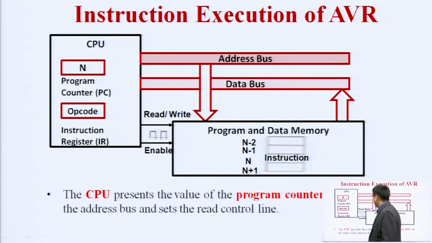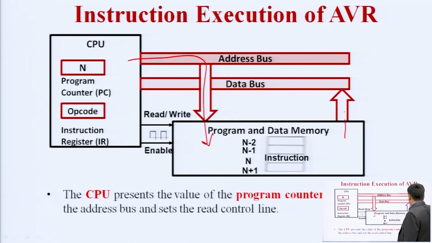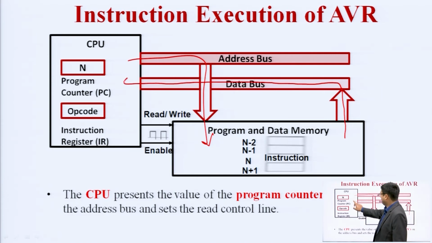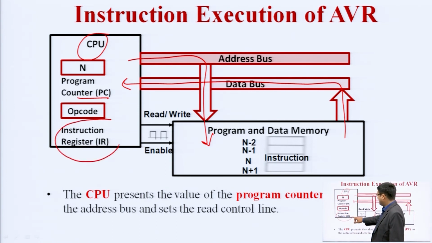So how does the execution take place? What is the function of the CPU? To carry out the operations, whatever we are dealing with in the input, it will be carried out in the CPU section. It has a program counter which points to the next instruction to be executed by the microcontroller. It has an instruction register, and there are two types of buses: address bus and data bus.